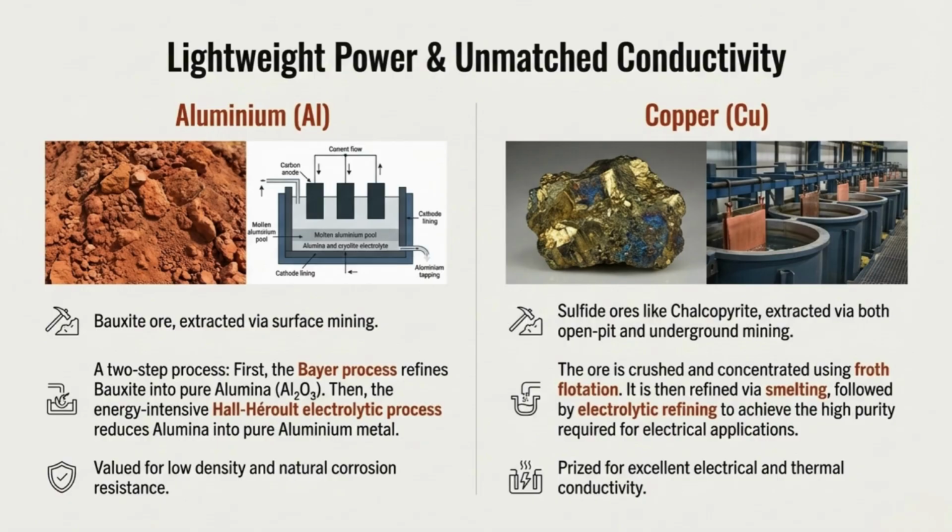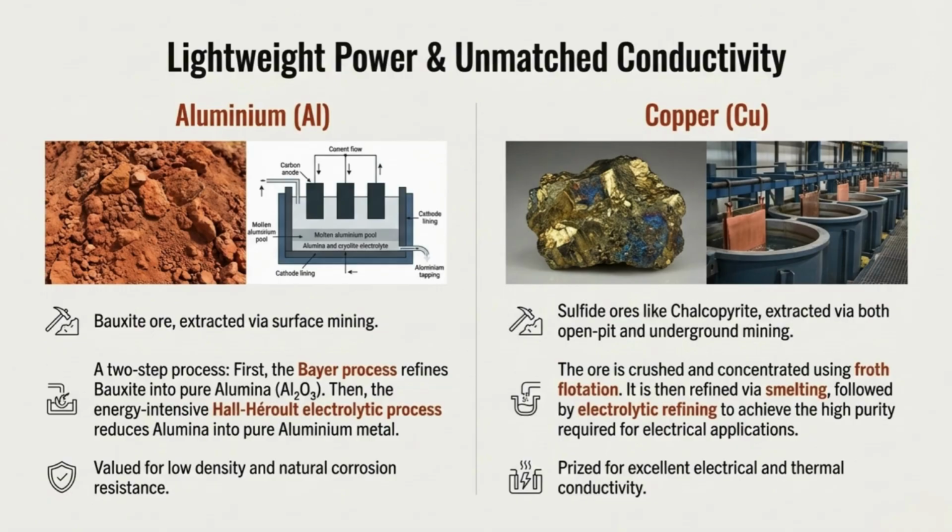We dissolve the ore in a molten salt bath and pass a massive electrical current through it. This process, called electrolysis, literally pulls the liquid aluminium to the bottom of the tank. It is so energy intensive that it takes enough electricity to power a small town just to run a large aluminium plant. Now, let's look at copper.